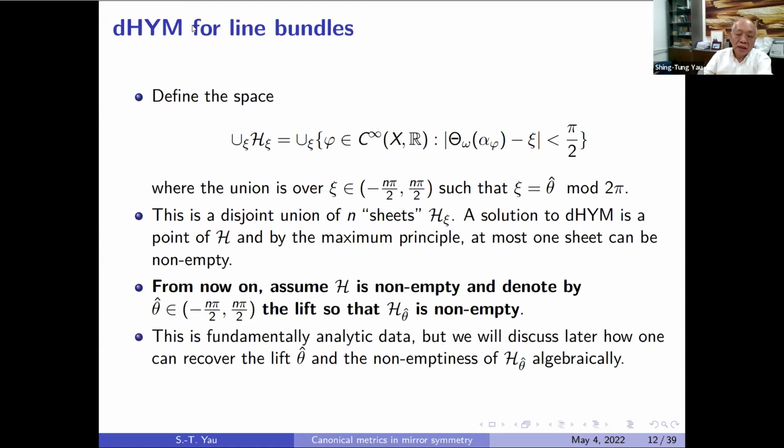So now this is the analytic data that we were given, but we shall discuss later how we recover the leaf theta hat and the non-emptiness of H theta hat algebraically. So basically, we are still trying to do something similar to the Hermitian-Yang-Mills equation, namely the correspondence between the existence of a deformed Hermitian-Yang-Mills connection and something which is algebraic geometric. That's our goal.